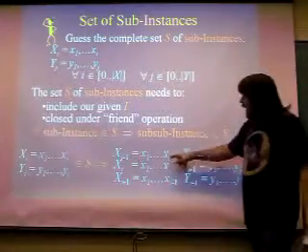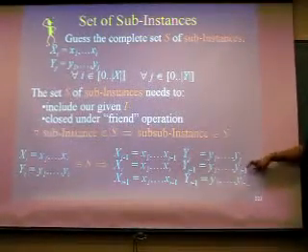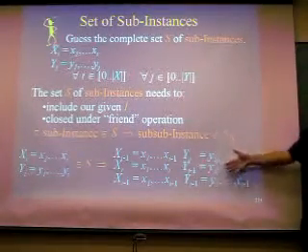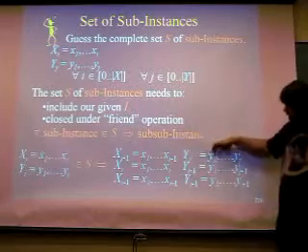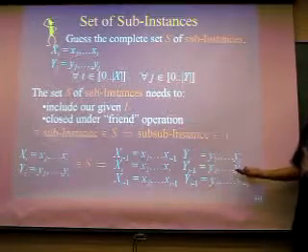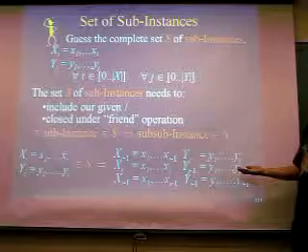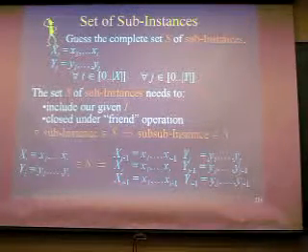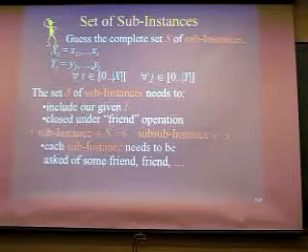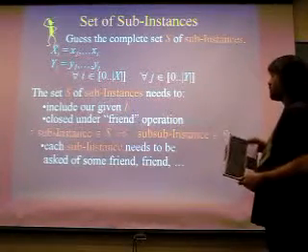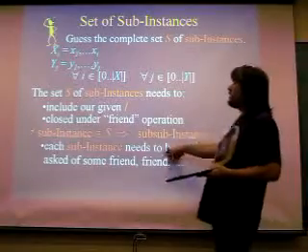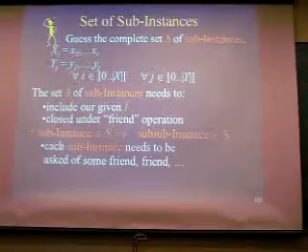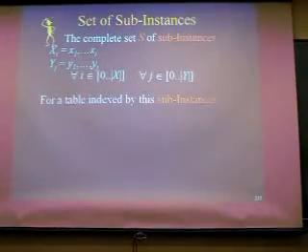Who are their friends? Maybe you delete the last of X, or you delete the last of Y, or maybe you delete the last of both of them. And all of these still are, this is a prefix of X and this is a prefix of Y, so they're all invited. Does that make sense? Everybody following what I'm saying here? And also, you have to prove that everybody's needed, and we sort of show that all of these are needed. So this is our set of sub-instances.